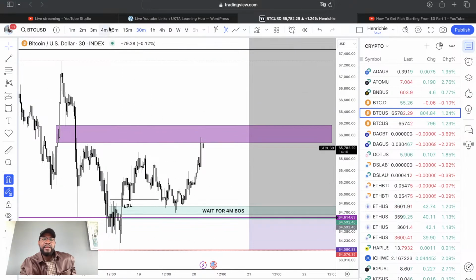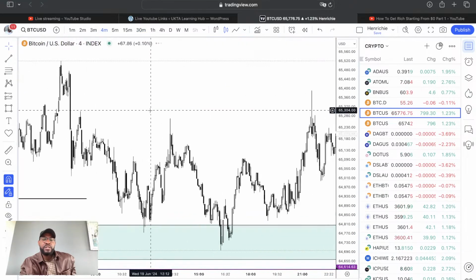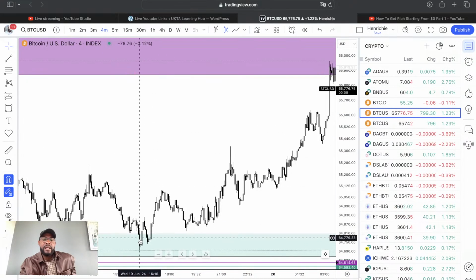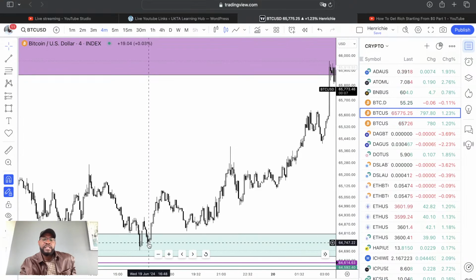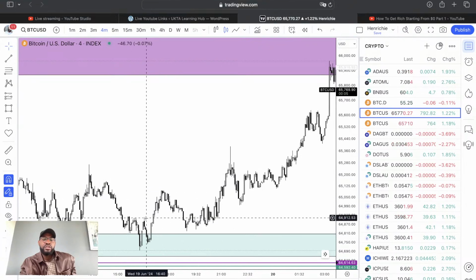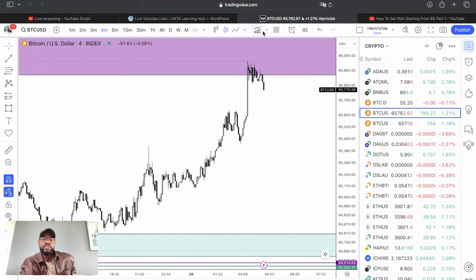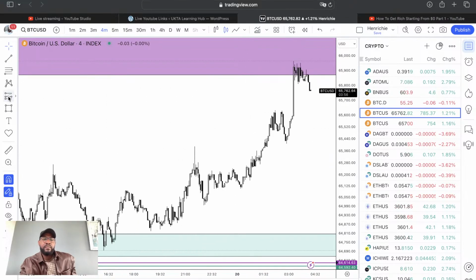Price came in there. Want to see a 4-minute break of structure to the upside, and so far you can see very nicely price created a high, a low, failed to create a lower low, broke structure, bordered the candle, last down close candle, perfect entry, and then we saw an expansion. So if I was on this trade, this would have been my entry.